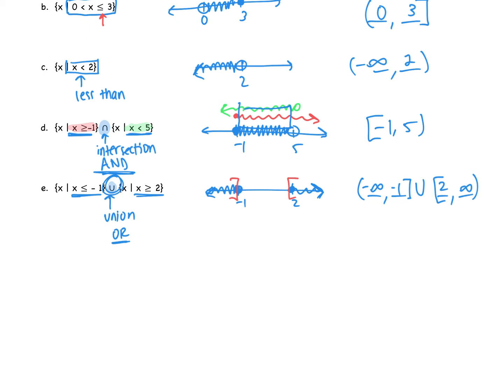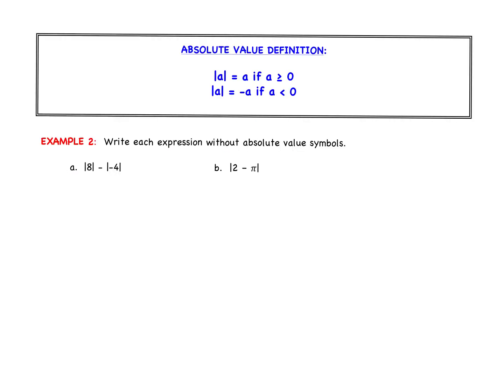Sound good? Okay, last thing we have to talk about is absolute value. This is going to be quick, so go to the next page. That absolute value definition I think is confusing, so I'm going to ask you to just ignore it. Here's what I want you to know about absolute value. Absolute value tells us a number's distance from 0. A number's distance from 0.